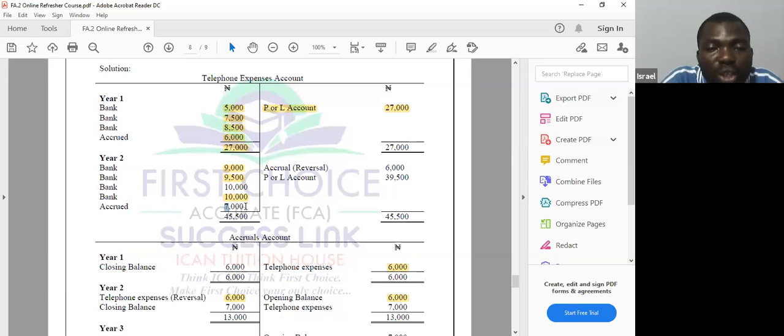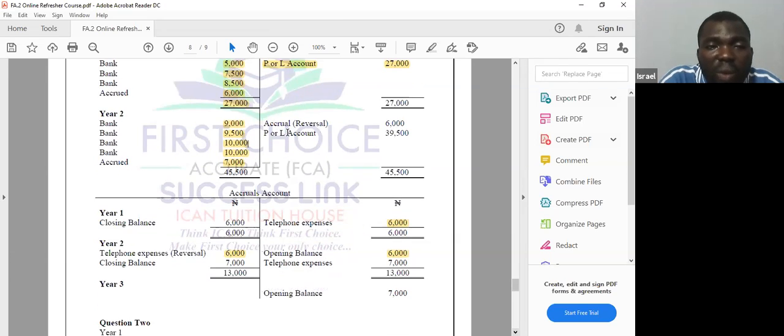It means that the element of what we have enjoyed for year two is 7,000. So we have the closing balance to be 7,000. The other side for this 7,000 is telephone expenses. So we have 6,000 plus 7,000 to give us 13,000. 13,000 minus 6,000 will give us 7,000. And that is why we have 7,000 in this column.